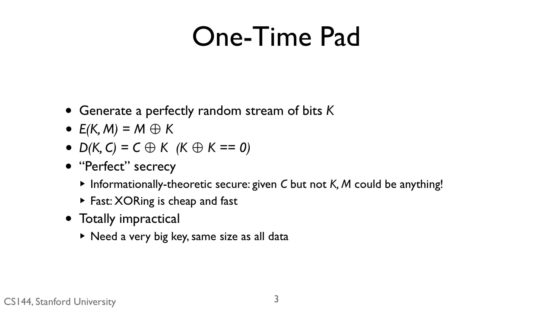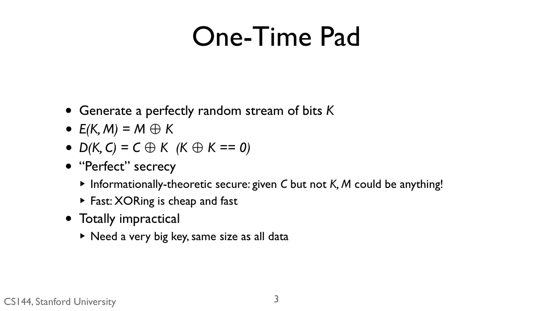A one-time pad is a perfectly secret, but generally impractical encryption algorithm. We generate a perfectly random stream of bits as our key K. The sender and receiver somehow exchange this key securely beforehand, for example, through a handshake and a USB drive. To encrypt, we XOR our message M with the key K. To decrypt, we XOR our ciphertext C with the key K.